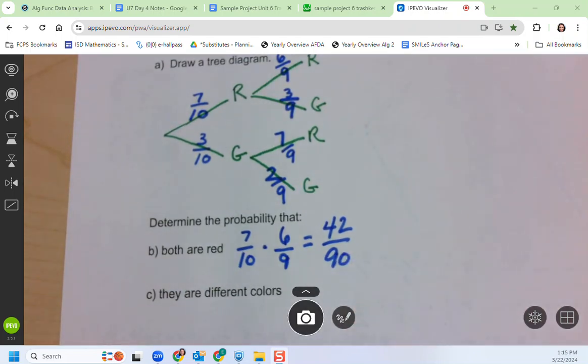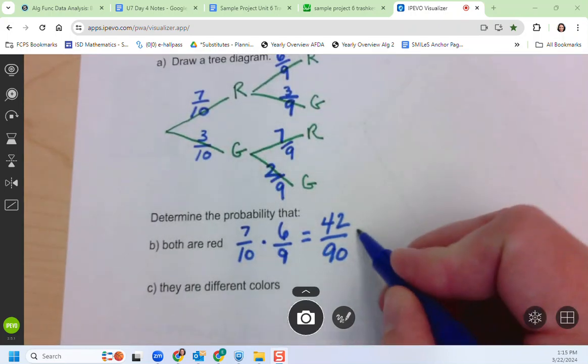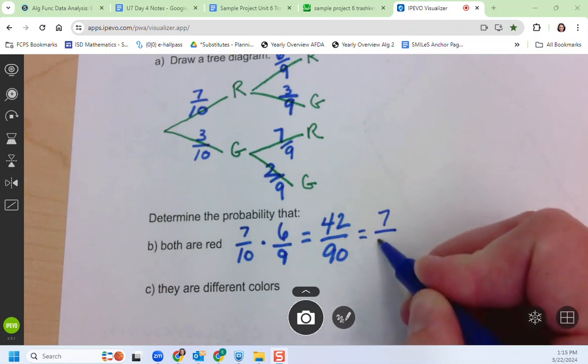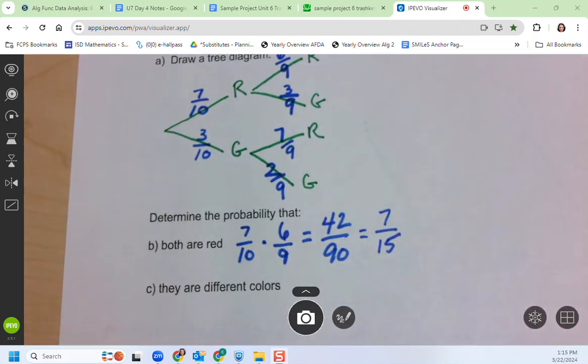And then we have to simplify it. And you can simplify in Desmos or in your head. Let's see, I think I can divide them both by 6. So I'll get 7 over 15. Did you guys get the same? You got that? Okay. All right, questions on that one before we do our last one?